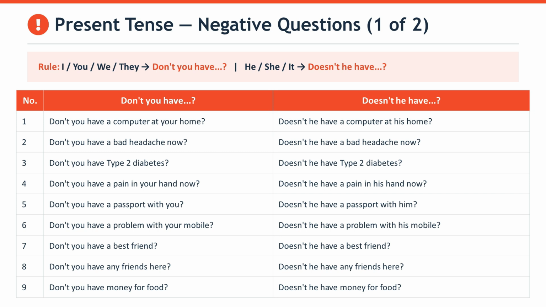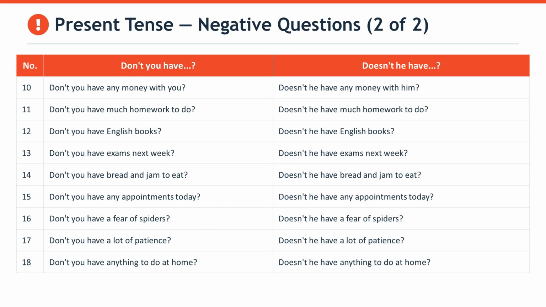Don't you have a pain in your hand now? For he, doesn't he have a pain in his hand now? Don't you have a passport with you? For he, doesn't he have a passport with him? These negative questions show surprise or expectation. Let us see more negative questions.